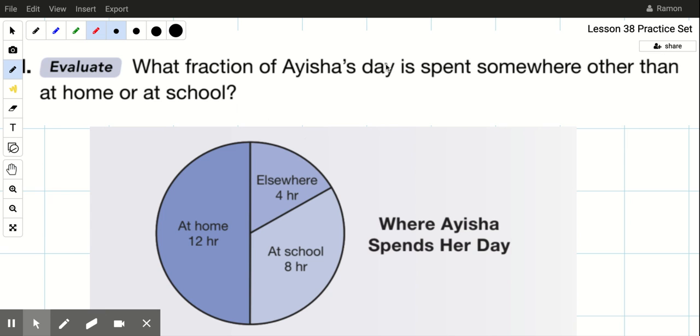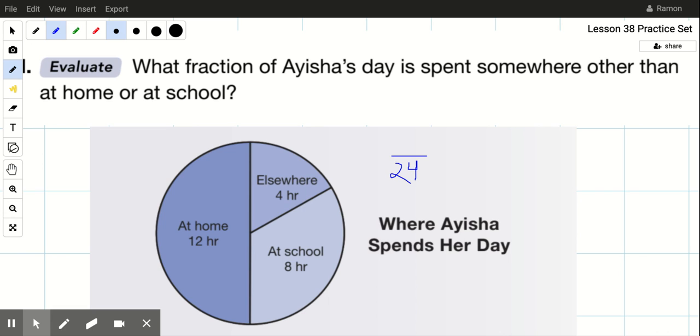What fraction of Aisha's day is spent somewhere other than at home or at school? So what we're looking for is a fraction that represents the whole. In order to do that, we need to know what the entire whole is, which is 12, 8, and 4. So a combination of these would be 24 hours that she's spending total, which makes sense because there's 24 hours in a day.